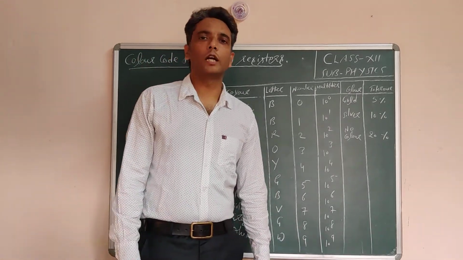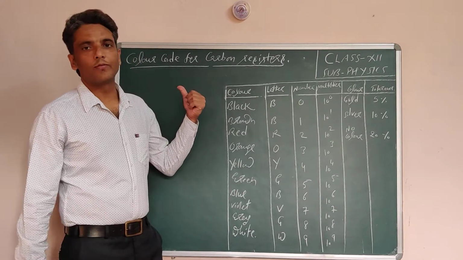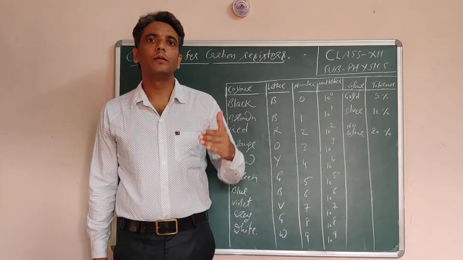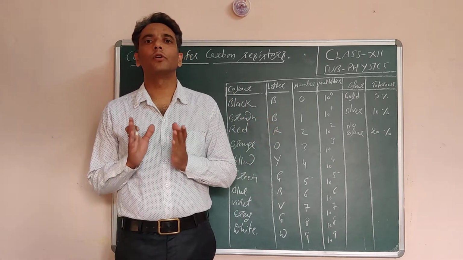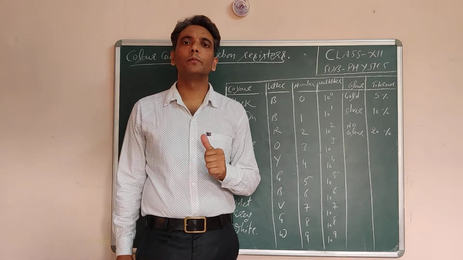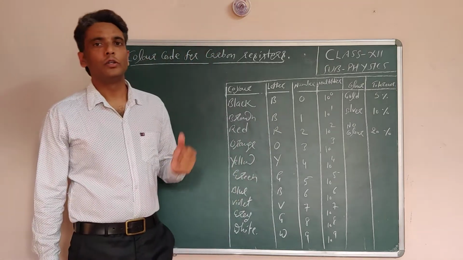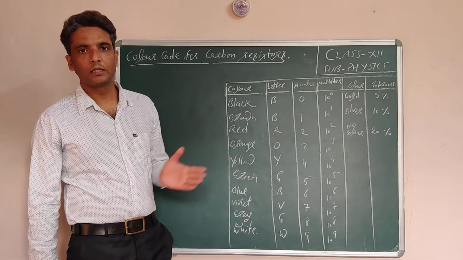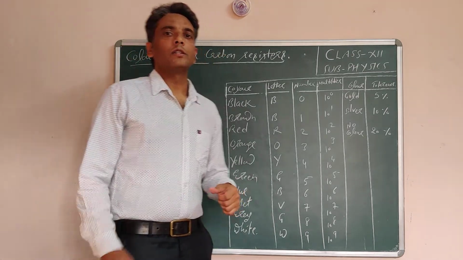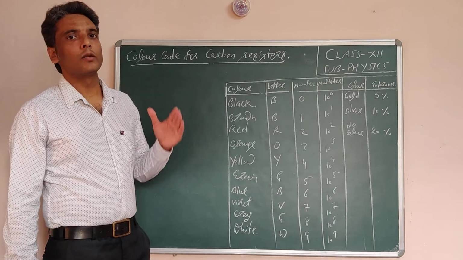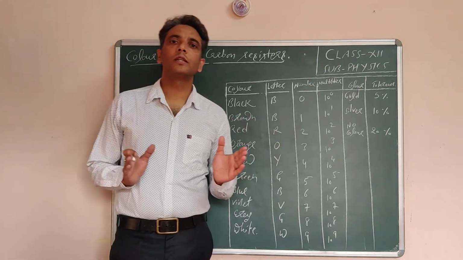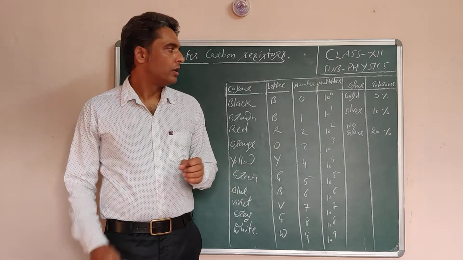Today I am going to start the topic color code for carbon resistors. Actually, resistors are made by either winding a wire made of alloys like constantan, manganese, nichrome over some insulating material, or using carbon black, clay and some resin binder. Such resistors are known as carbon resistors, and these resistors are used in various electronic circuits.